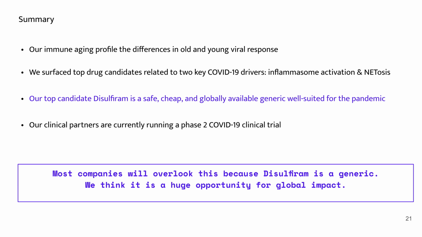Most companies would have overlooked disulfiram because it's a generic. Spring strongly believes that it has a huge opportunity for global impact.